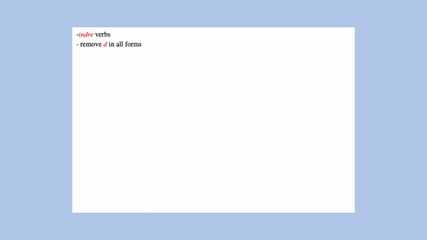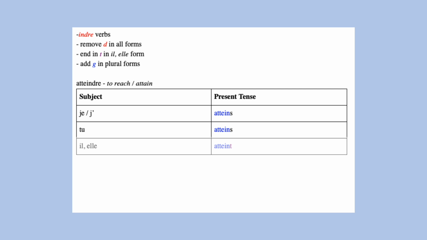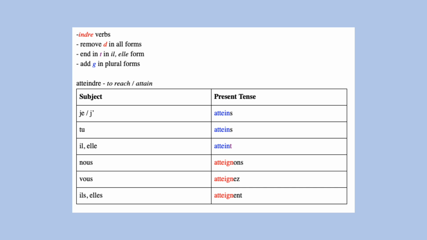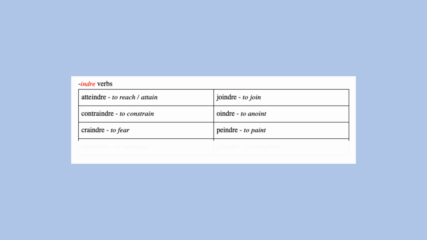End verbs remove the D in all forms, end in T in the elle singular form, and add G in their plural forms. So for attendre, we have attends, attends, attend, attendons, attendez, attendent. Here are some more end verbs which follow the same pattern.